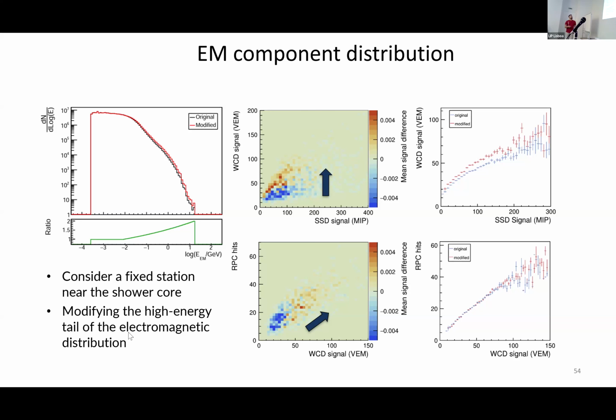The SSD should not change the particle count much, because you are not changing the number of particles, you are basically changing the energy of the particles. But the WCD should change, and that's basically what you see. You see it's shifting up. On the other hand, the RPC is below the tank, and so particles with more energy penetrate more. And so if you have more signal in the Water-Cherenkov tank, you should have more RPC hits, and then it goes in this direction.